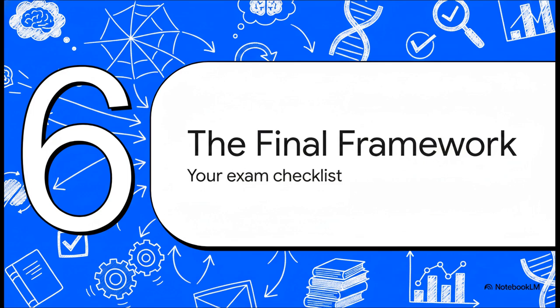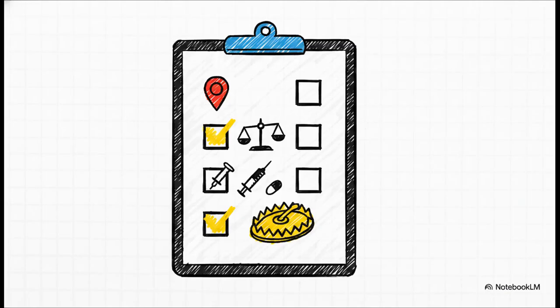Section 6, the final framework, the ultimate exam checklist. We've covered a lot of ground, but here is your 4-step checklist to apply to literally every single vignette you face. First, find the starting point. Did they group patients by the exposure or the outcome? Second, match the math. If it's a cohort, you want relative risk. If it's case control, grab that odds ratio.